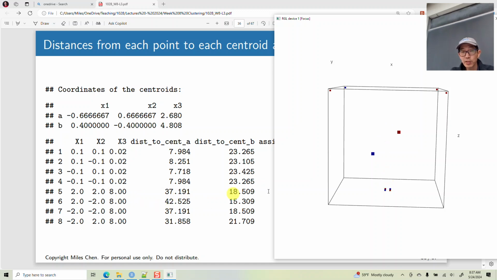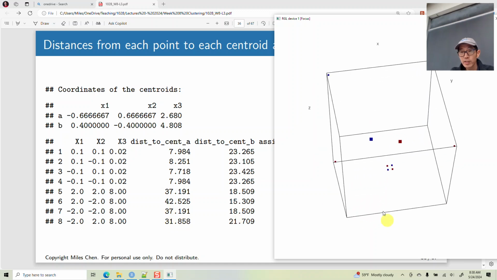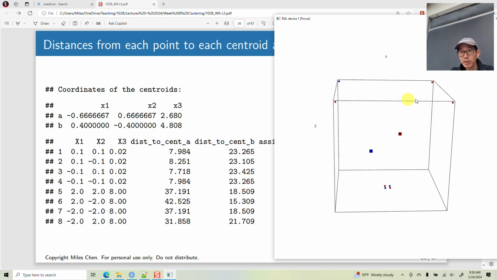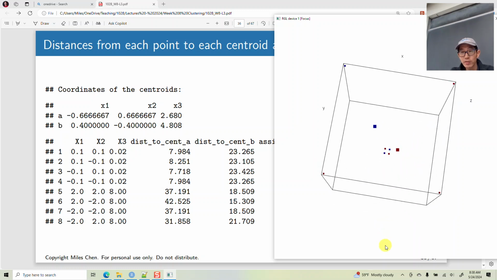And then these points down here, we asked, okay, what is the distance from here to the blue centroid? All right, and they're like 37.1, 42, 37.1, 31.85 distances to the blue. And then we say, okay, what is the distance to the red centroid? And those distances are like 18.5, 15.3, 18.5, and 21.7.